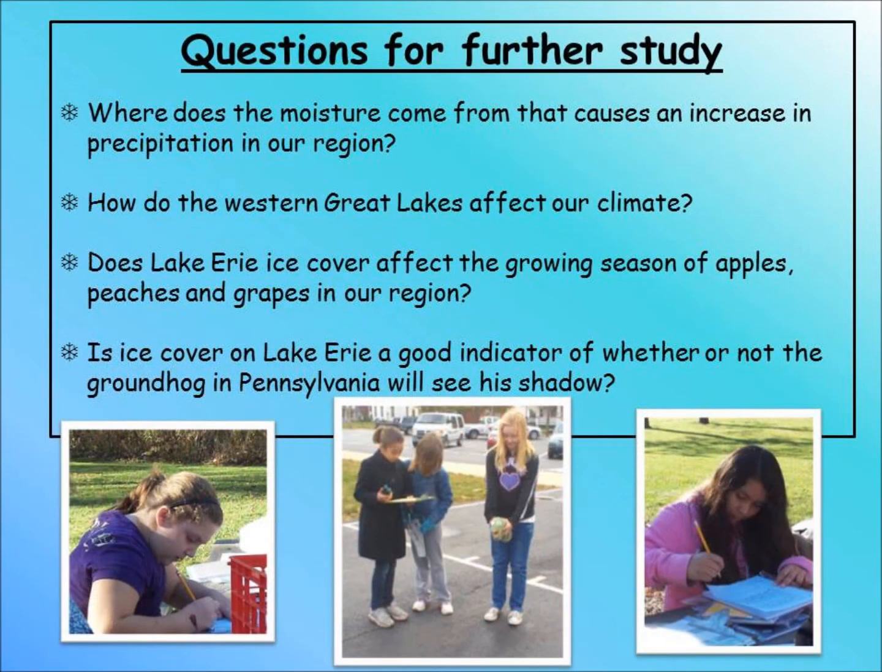These are our questions for further study. Where does the moisture come from that causes an increase in precipitation in our region? How do the western Great Lakes affect our climate? Does Lake Erie ice cover affect the growing season of apples, peaches, and grapes in our region? Is ice cover on Lake Erie a good indicator of whether or not the groundhog in Pennsylvania will see his shadow?